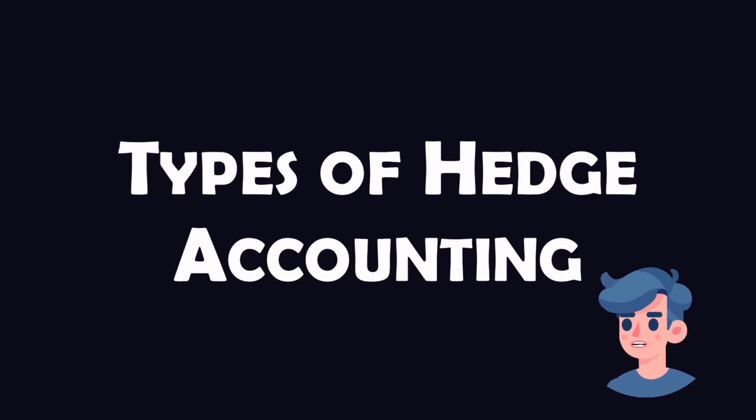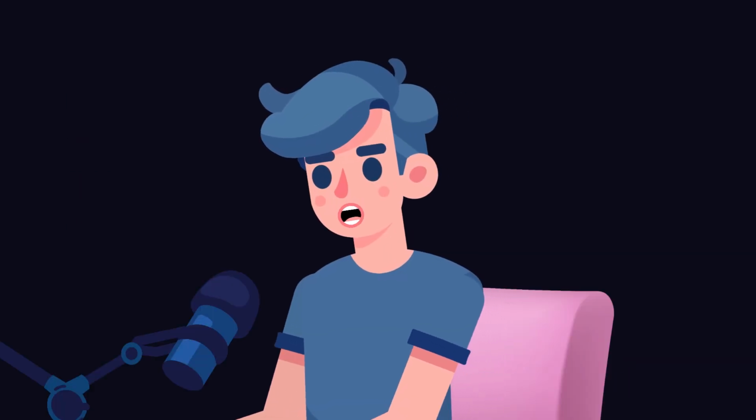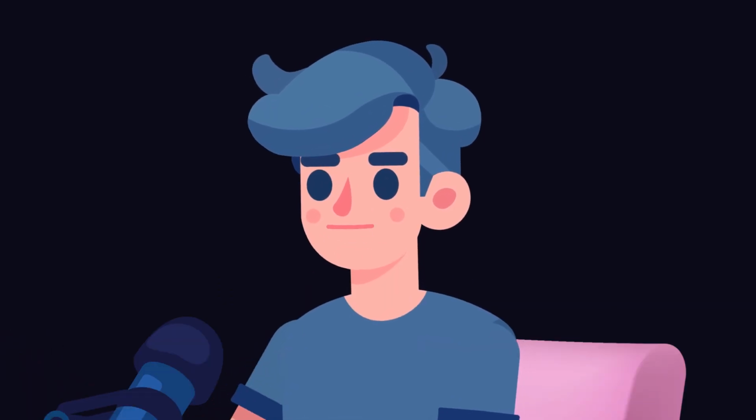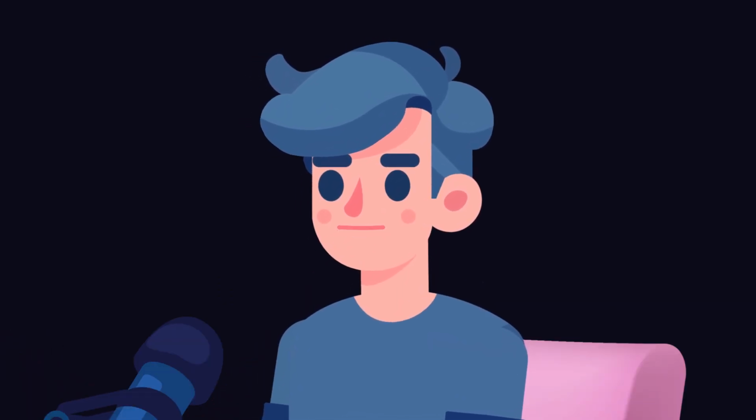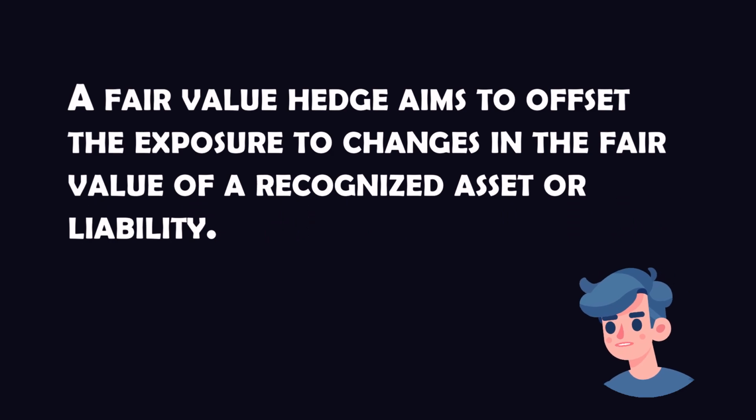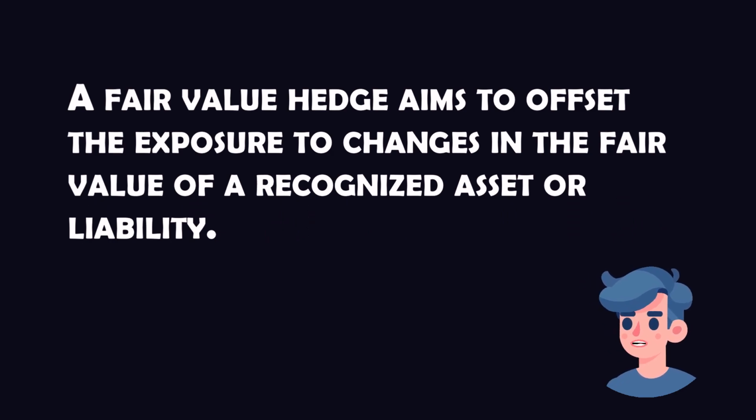There are three main types of hedge accounting: fair value hedge, cash flow hedge, and net investment hedge. Let's explore each of these in detail. A fair value hedge is used to mitigate exposure to changes in the fair value of an asset or liability. This includes items such as fixed-rate debt or equity investments.